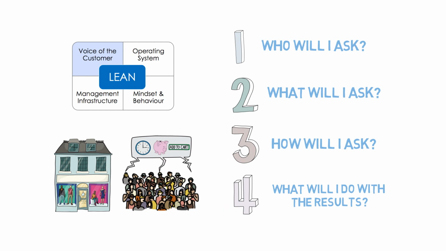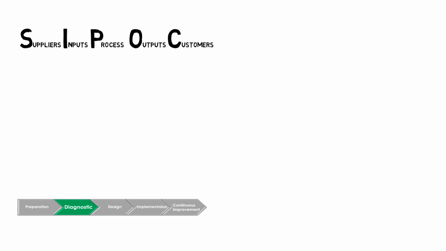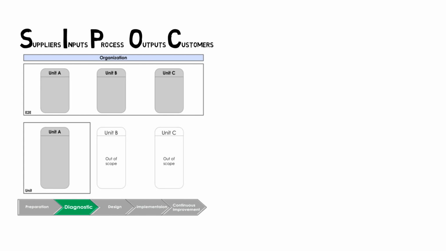And to take them one by one, who will I ask? In diagnostic phase, the tool to be used to properly identify your customers and the outputs they are using is called SIPOC, which stands for suppliers, inputs, process, outputs, customers, and can be used for an end-to-end process transformation that goes along multiple units or for a unit transformation that might include multiple processes managed under the same umbrella.